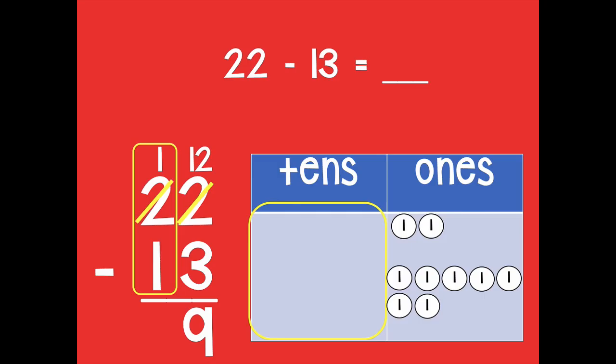Now, if there were more place values, like if there was a hundreds place, then we would definitely have to leave that 0 in the tens place. But if it's the first digit in a number, we can leave that 0 off. So 22 minus 13 equals 9.